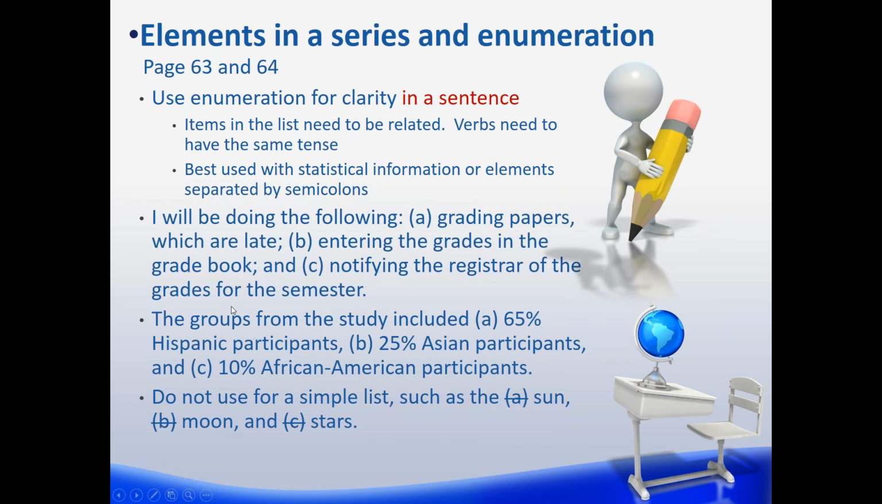Okay, if you have statistical information or some complicated information, then even though it may not have semicolons, it's just separated with commas, then it is useful to use the enumeration to show the reader where the groups begin and end. So you don't need enumeration for a simple list.